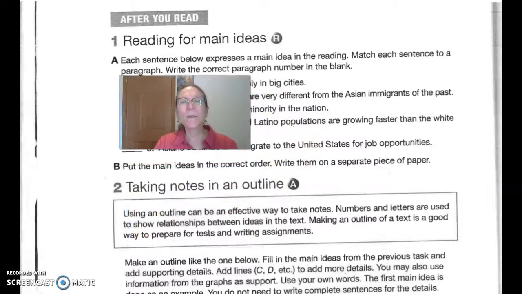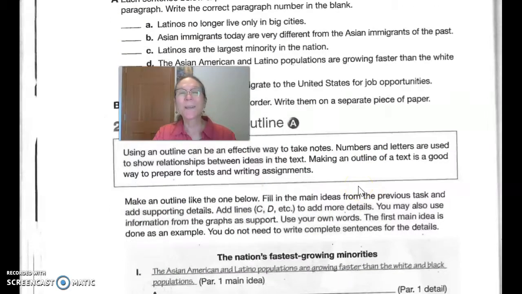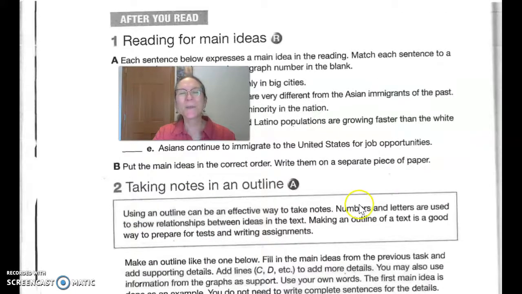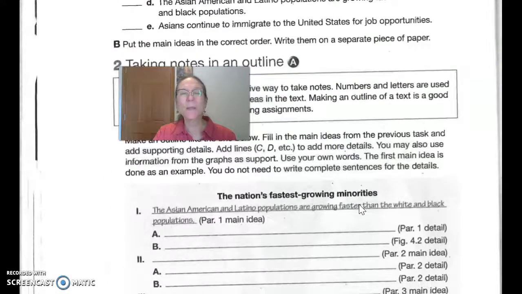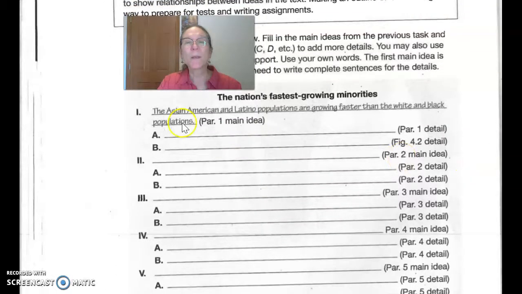Alrighty, so once we have part A done, we can look at part B, or part number 2, sorry, taking notes in an outline. These totally relate to each other. So you can see that the first sentence right here is the main idea of the whole article, right? And they put that idea first. So you would put the second idea here, third idea here, fourth idea here, and fifth idea here. So those are the paragraph by paragraph main ideas.